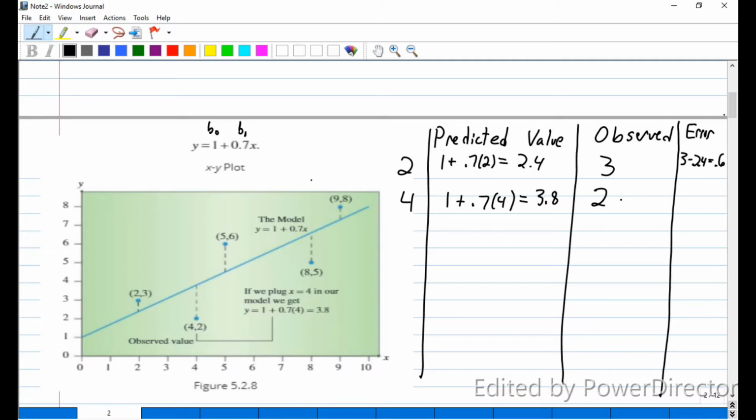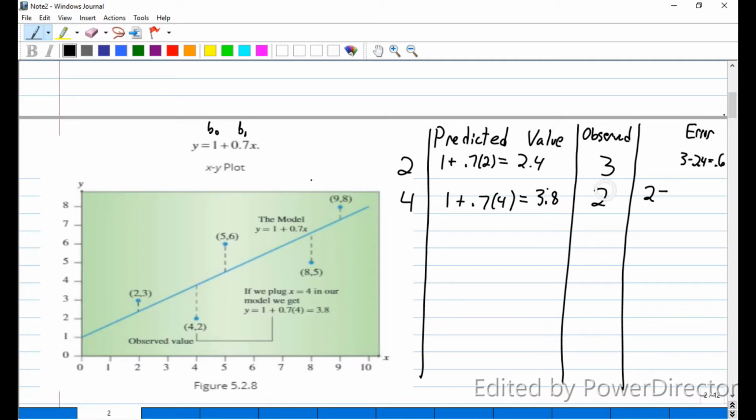So to find the error, I'm going to write this smaller. Observed. So to find the error, we're going to say the observed value, which was 2, minus the predicted value, 3.8. So that's going to be negative, what? 1.8. Let me write that again.